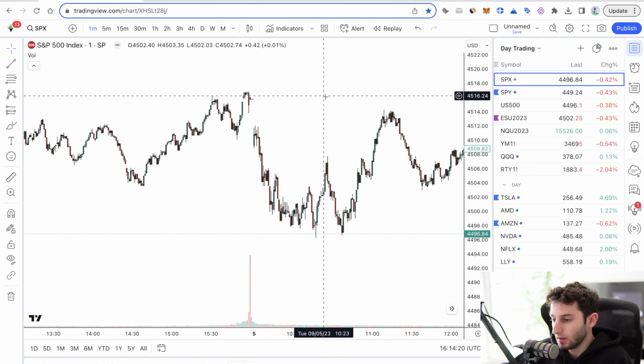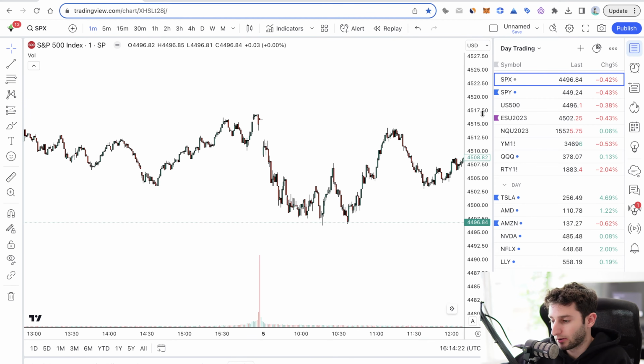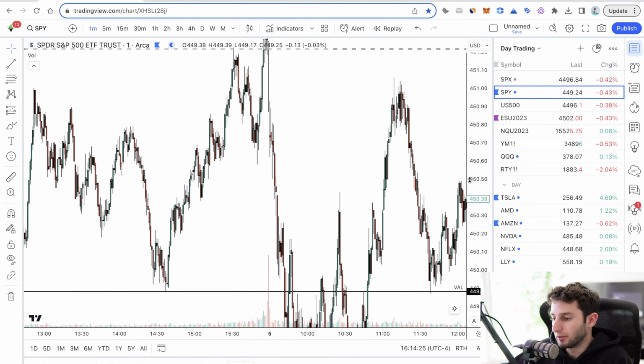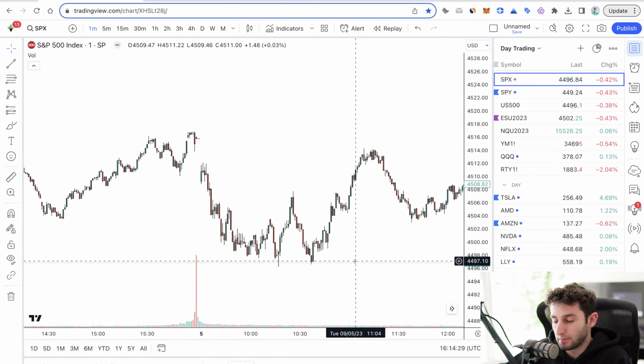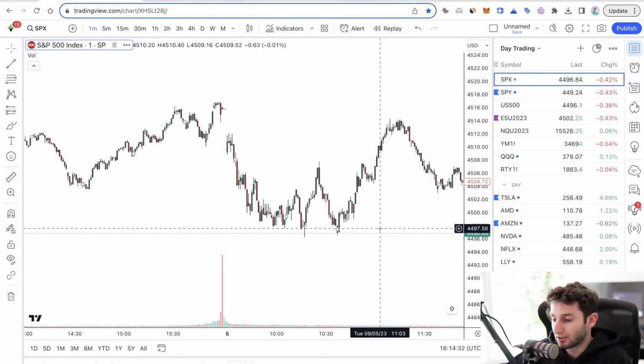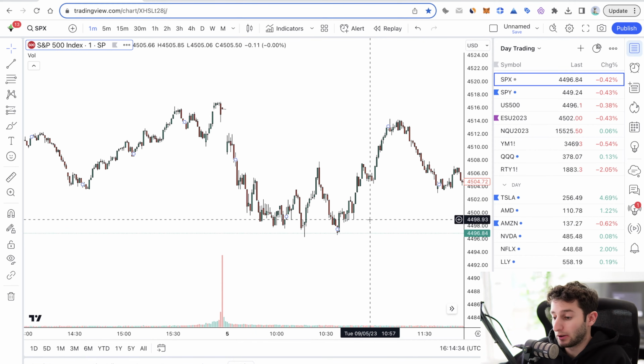Now, SPX and SPY. I'm going to look at an SPX chart just because I have a few random levels on SPY. To be honest, you don't need any levels for any of this. Okay, it's very, very simple. Here's what I saw, why I got in, why I took it, and how you can do it for yourself.